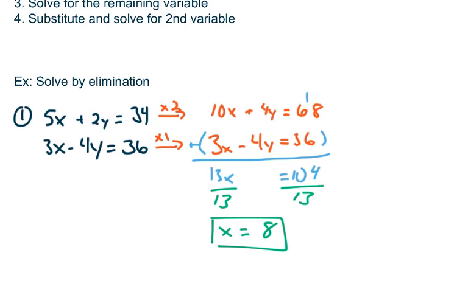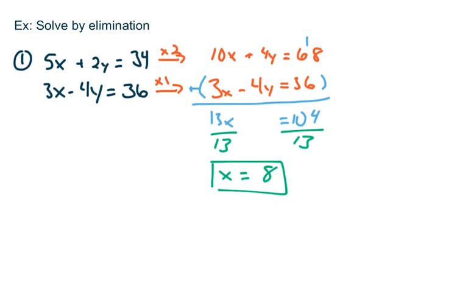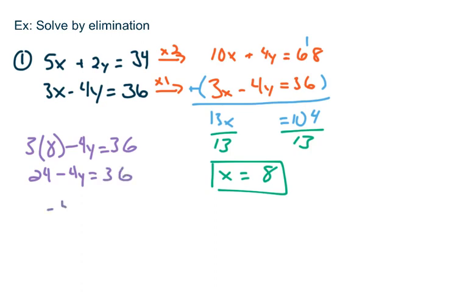I always use the one that I feel has the smallest numbers, or maybe it might be the easiest to solve. I guess it really doesn't matter. I'm going to use this bottom left one here, and we'll do this in purple. So we'll say that 3, we know what x is now. We know x is 8, minus 4y is equal to 36. 3 times 8 would be 24. Minus 4y equals 36. We're going to subtract 24. So negative 4y equals 36 minus 24, which would be 12. And divide both sides by negative 4, and that will give me negative 3.